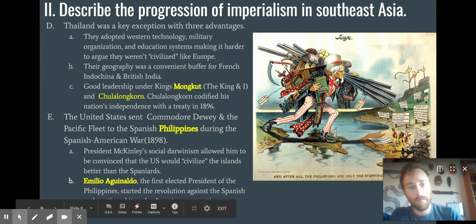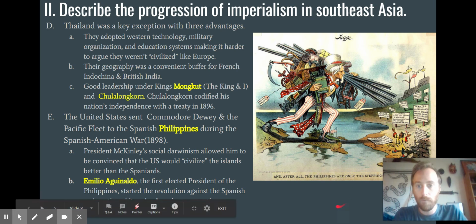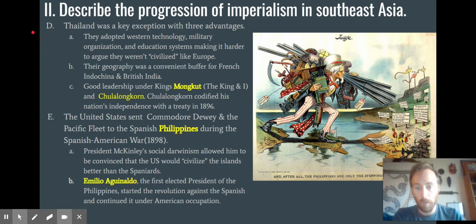All the finished goods from American factories are being stepping-stoned, here's the Philippines under Uncle Sam's foot, to China in order to sell those goods. Emilio Aguinaldo, the first elected president of the Philippines, started his revolution under Spanish rule and continued it as soon as the American invaders showed up.